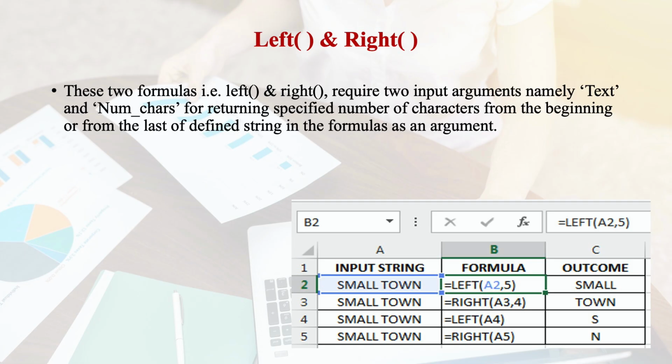So what are, in fact, the left and right functions? Left and right are two formulas, and they require two input arguments, namely the text and the num characters, for returning the specified number of characters from the beginning or from the end of the defined string in the formula as an argument.